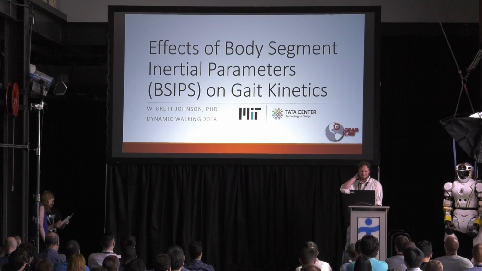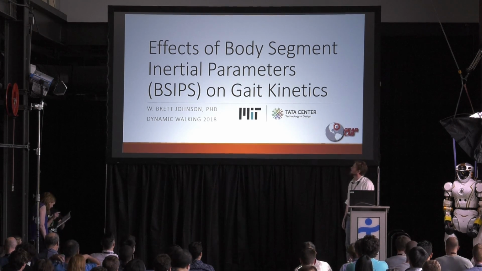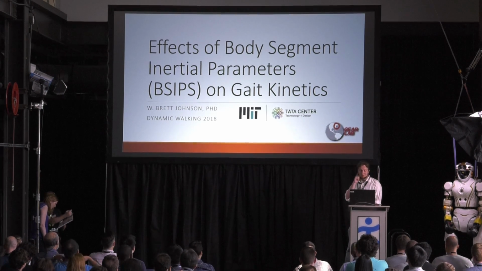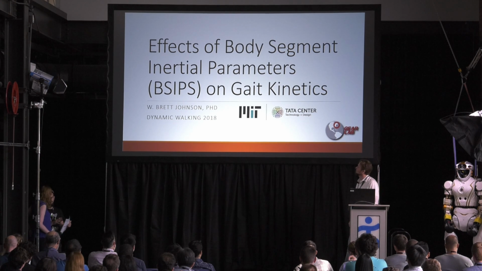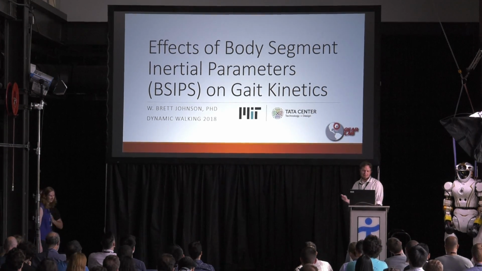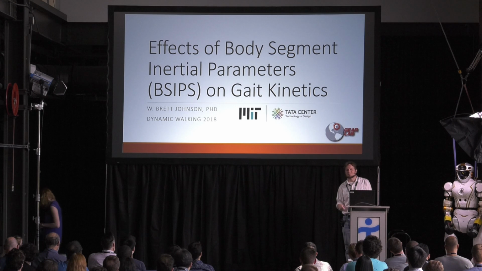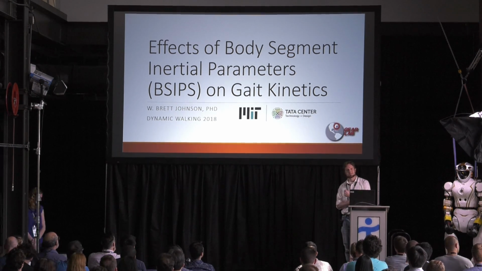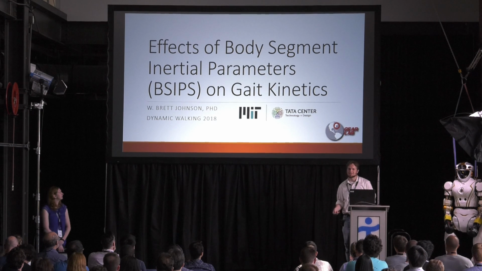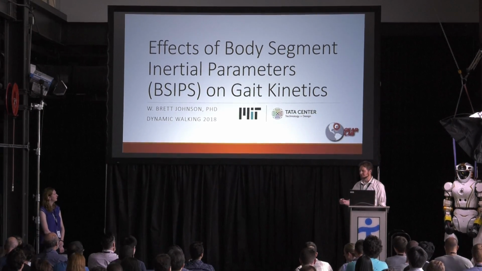That's their fault too. Today, I'm happy to share my work with Amos Winter at the Gear Lab on the effects of body segment inertial parameters on gait kinetics. I'll be calling body segment inertial parameters BSIPs, and what I mean by that is basically the mass, center of mass position, and radius of gyration of different body segments, such as your thigh or your shank.